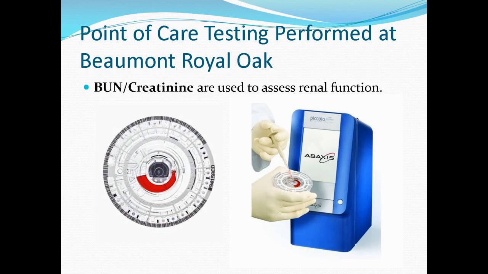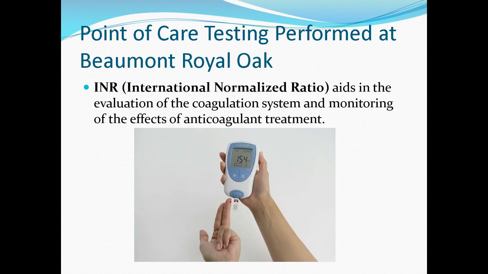The Piccolo instrument is used to test for BUN and creatinine, which are used to assess renal function. The CoaguChek XS instrument is used to test the INR, which aids in the evaluation of the coag system and monitoring the effects of anticoagulant treatment in patients.